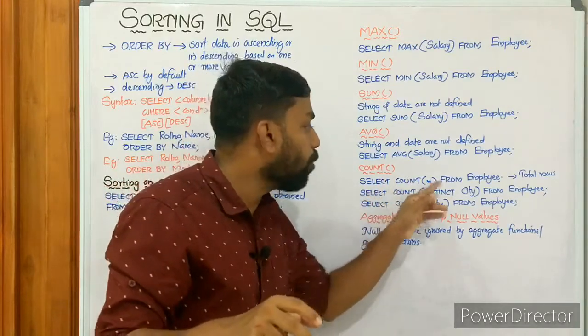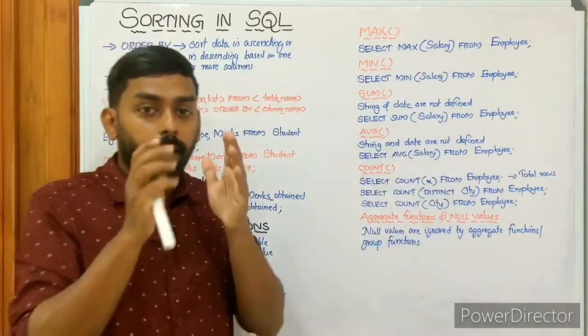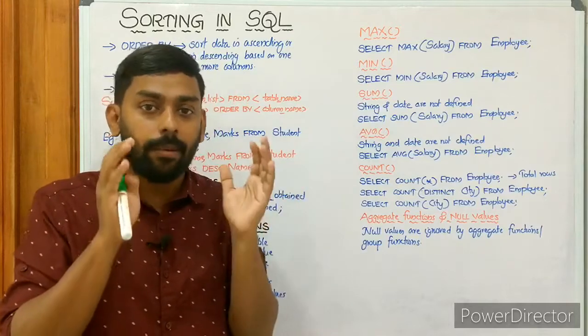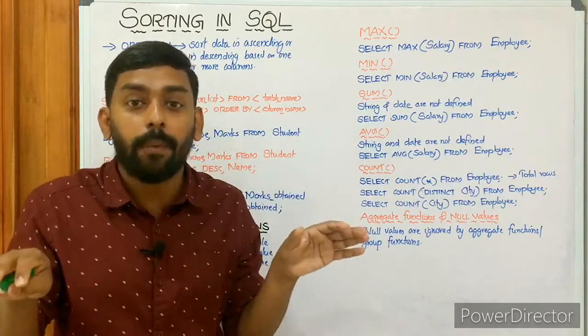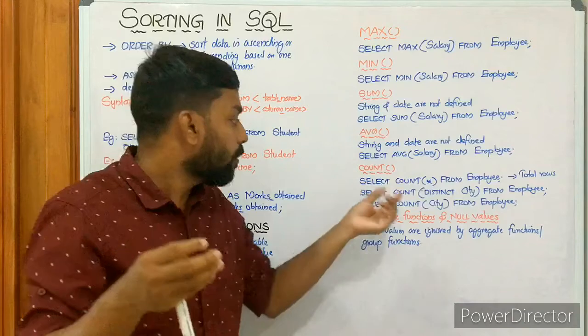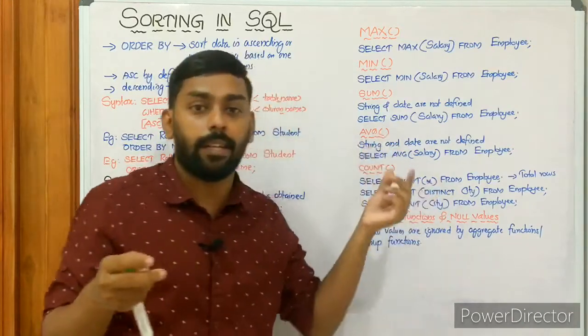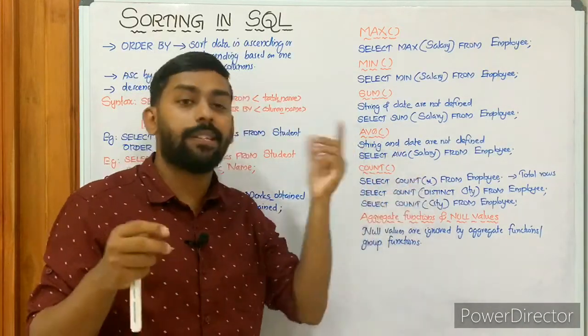Then select count of distinct city from employee. Distinct, we have already applied distinct. Distinct means unique, avoiding duplication, eliminating duplication, right? So select count of distinct city, meaning the column name will be count of distinct city.